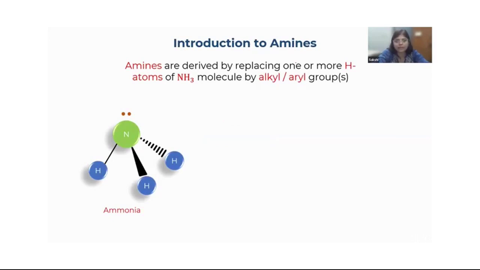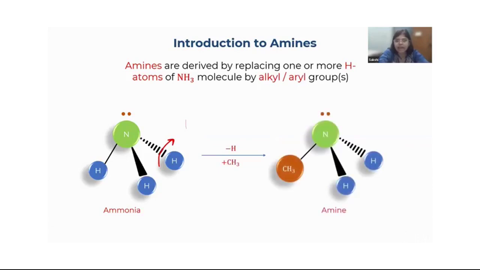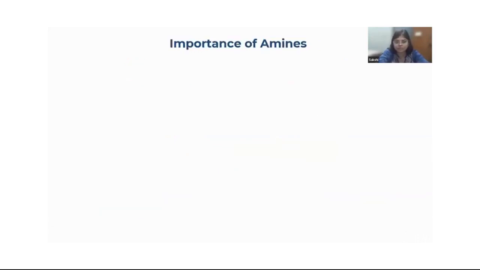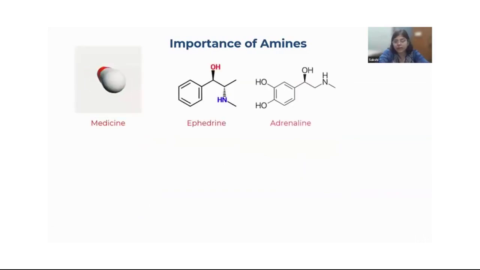So basically, amines are derived when we replace one hydrogen of ammonia by any alkyl or aryl group. For example, if we replace one hydrogen by CH3, we get an amine, right? Which is an alkyl amine. Okay. So let us see why are amines so useful? Why do we need to study them?